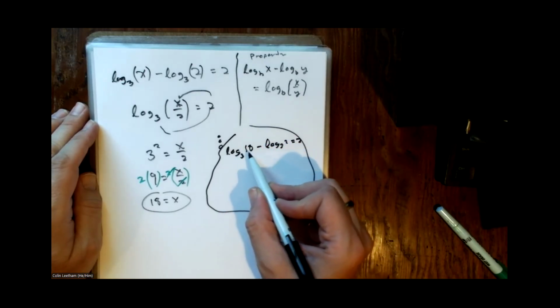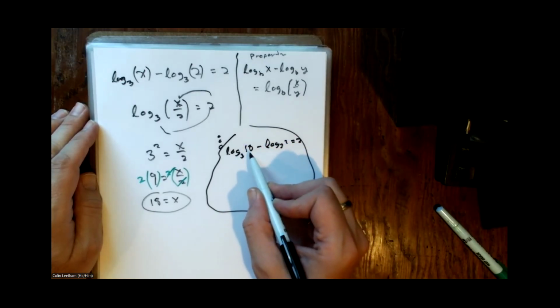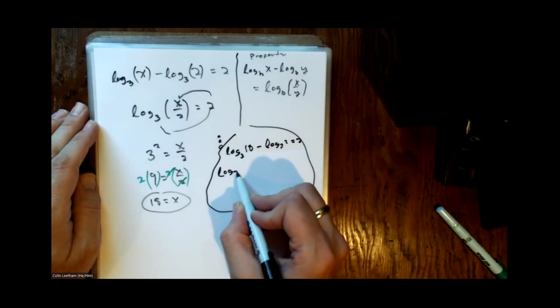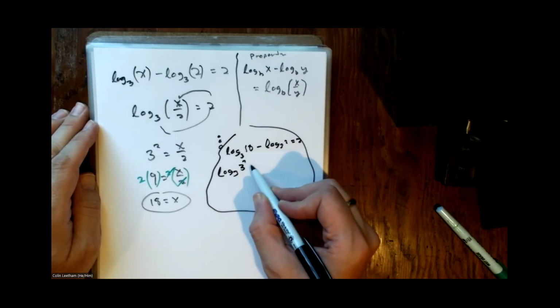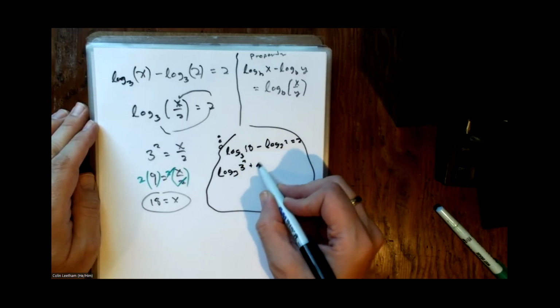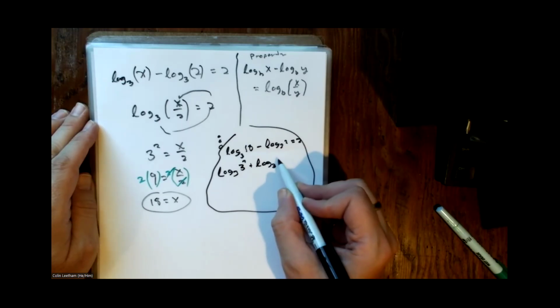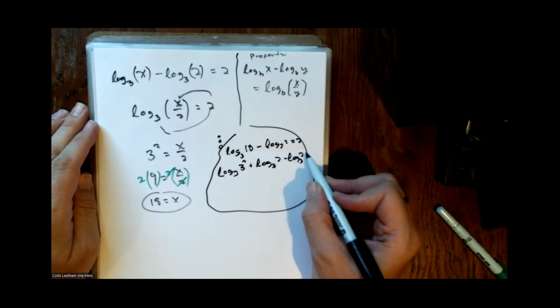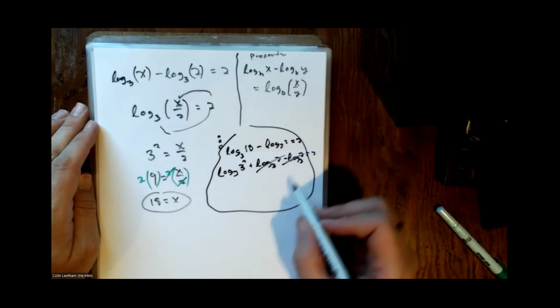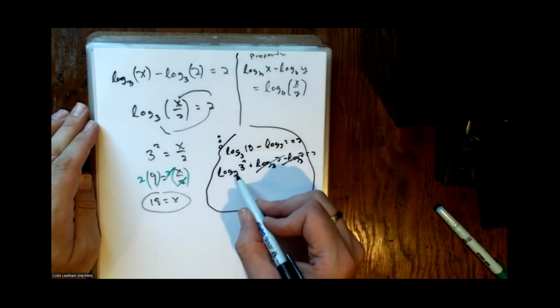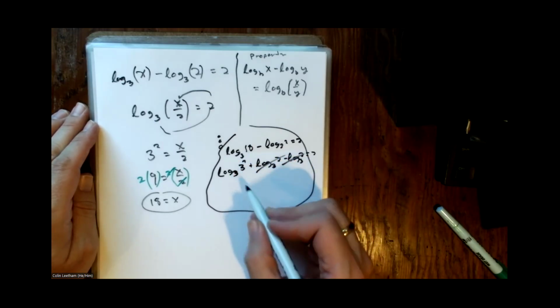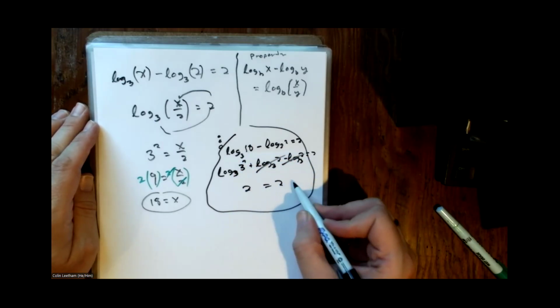18 is 3 squared times 2, so this is going to be log base 3 of 3 squared plus log base 3 of 2 minus log base 3 of 2 is equal to 2. And sure enough, those cancel out. And log base 3 of 3 squared is going to be 2. So 2 is equal to 2. Our answer checks out.